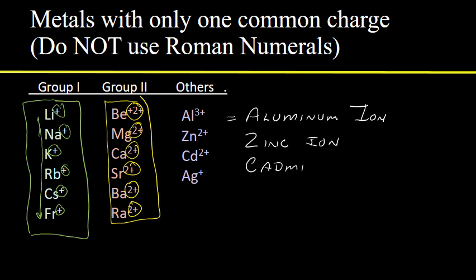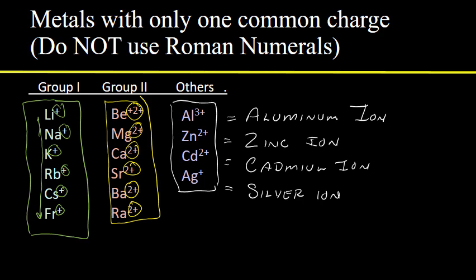Cadmium 2+, cadmium ion, and silver +1 is a silver ion. And you won't ever see examples of these guys with different charges, right? They're always going to be +3 for aluminum, +2 for zinc and cadmium, and +1 for silver. Okay. And so again, you need to know that when you write them, you don't include anything here to describe the charge. You leave that part blank.